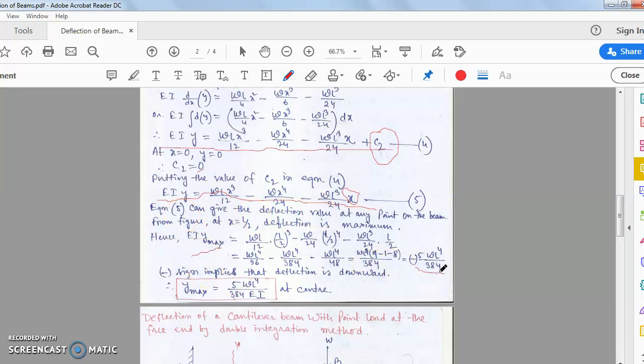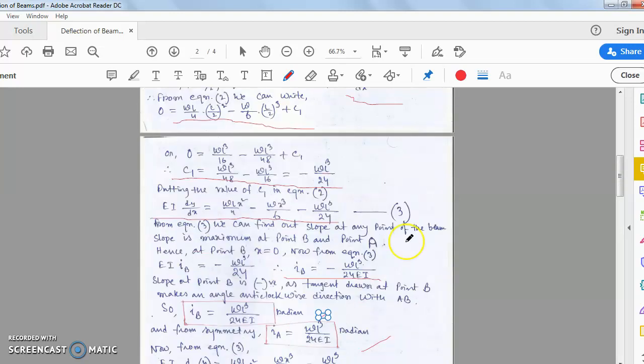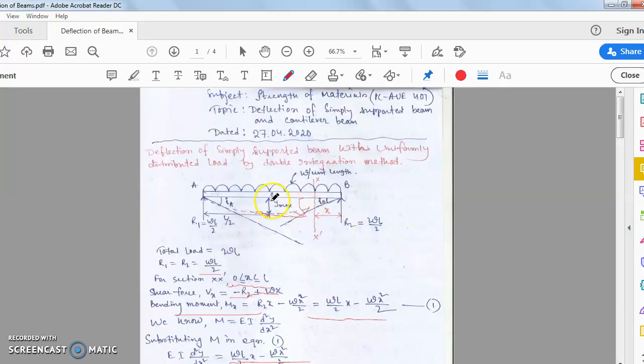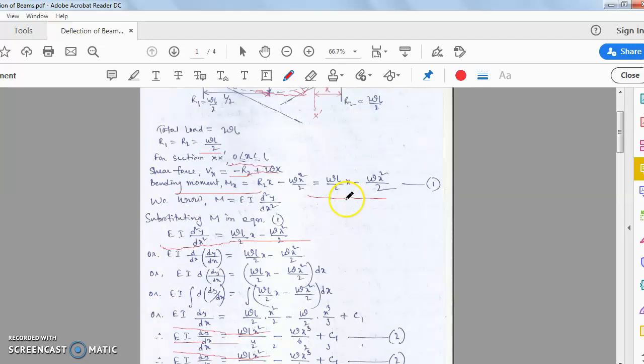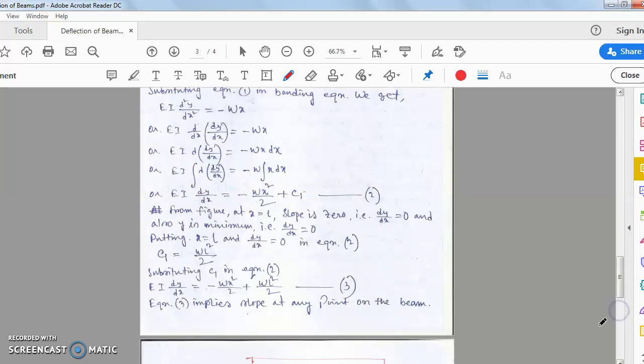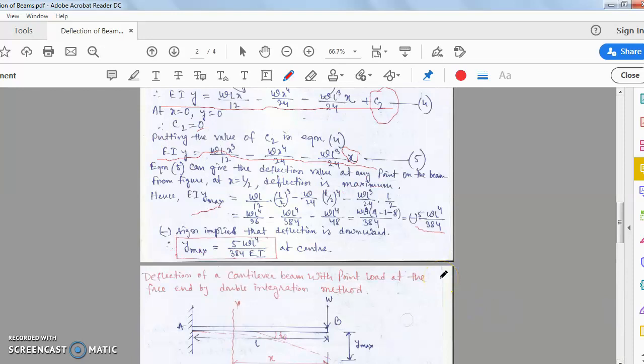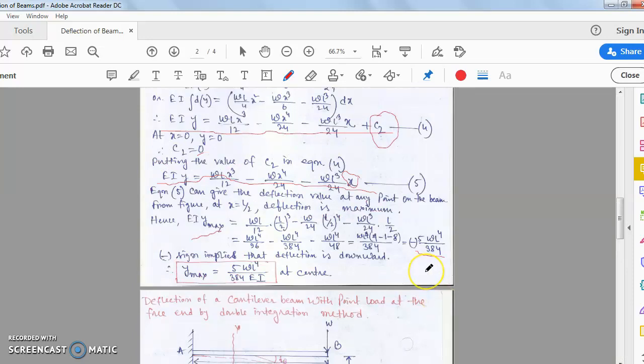So y max is coming with a negative sign. Why negative sign? Because the deflection is downward from the beam. So that is why the negative sign is coming from the deflection equation. Deflection value, we'll take the positive sign, that is we'll take the magnitude only.